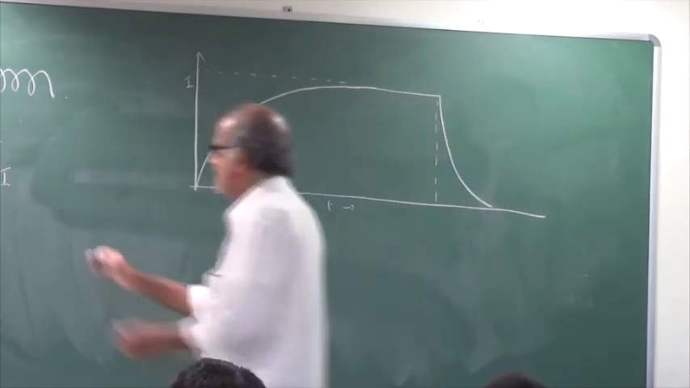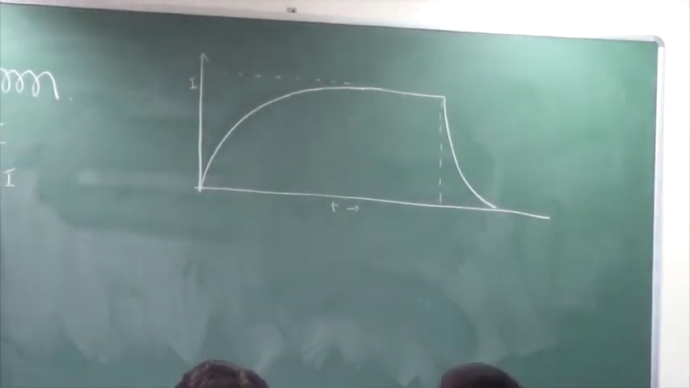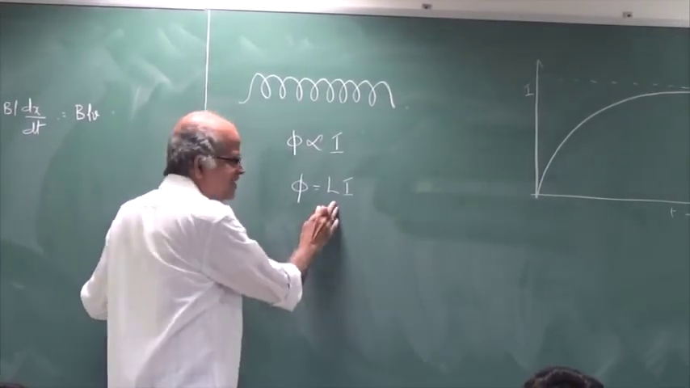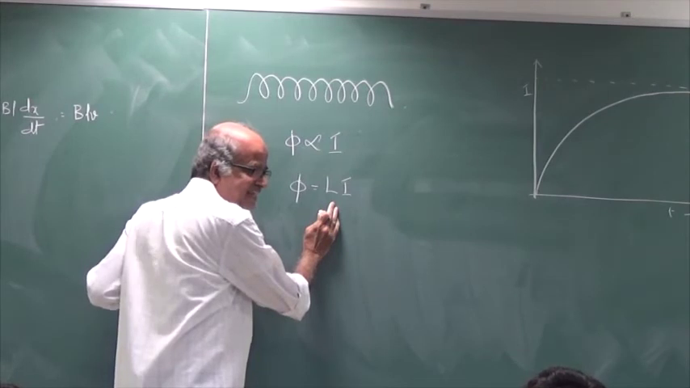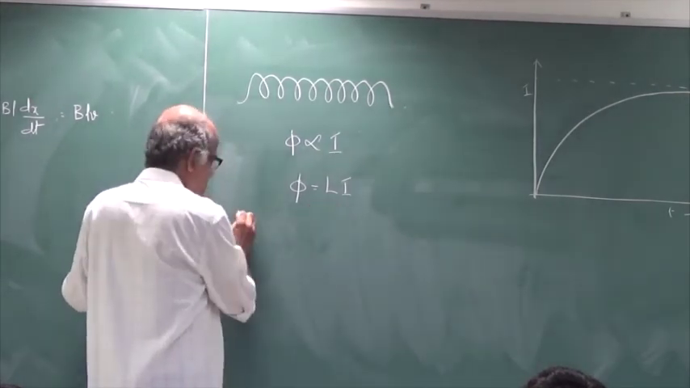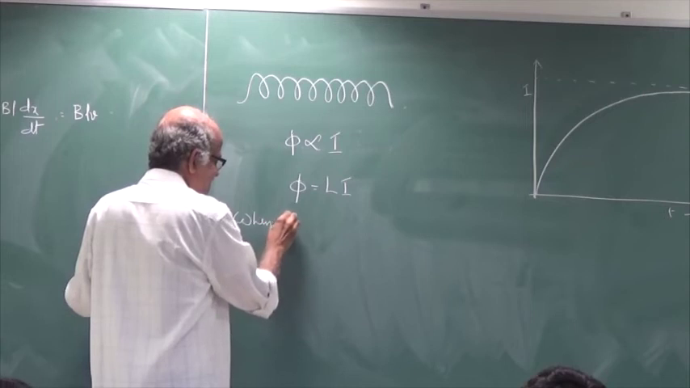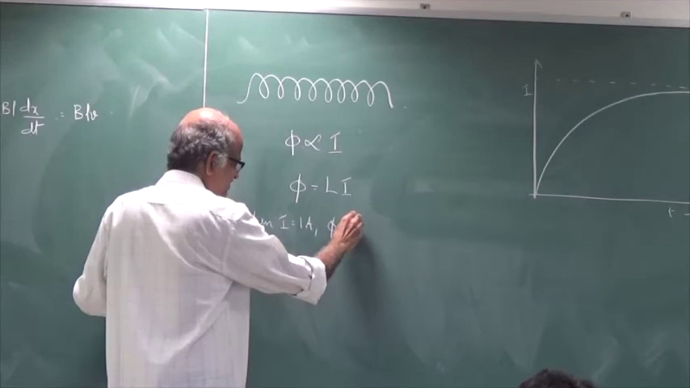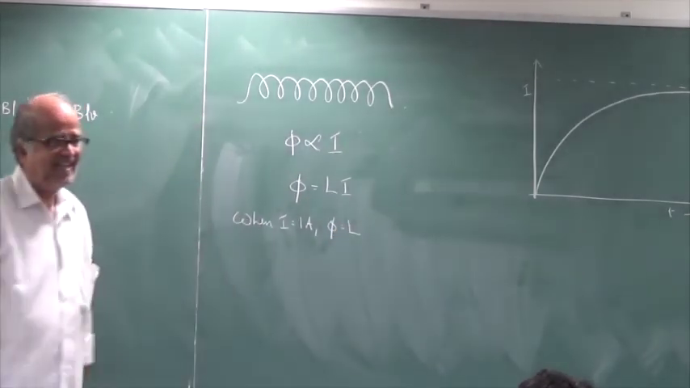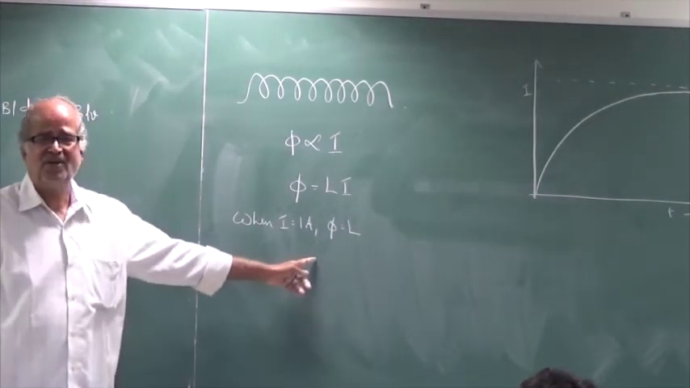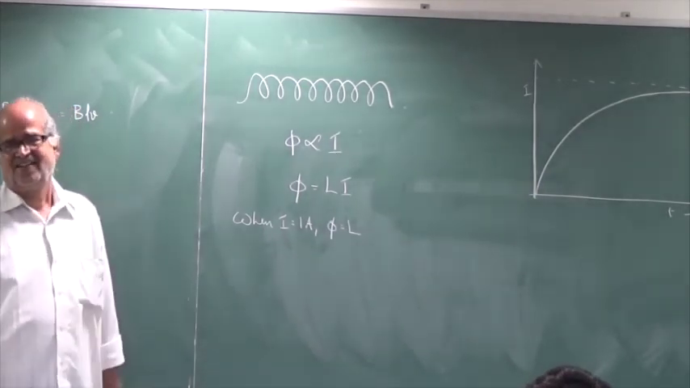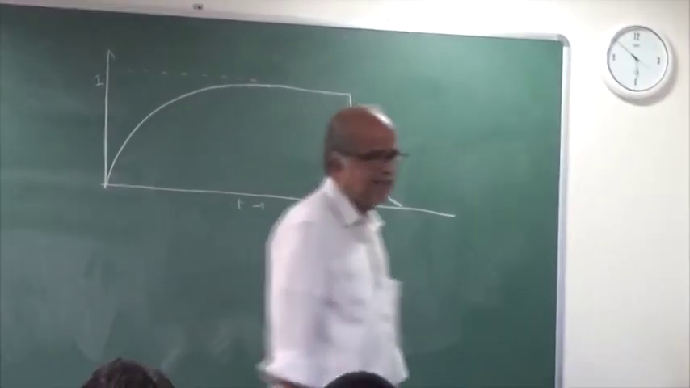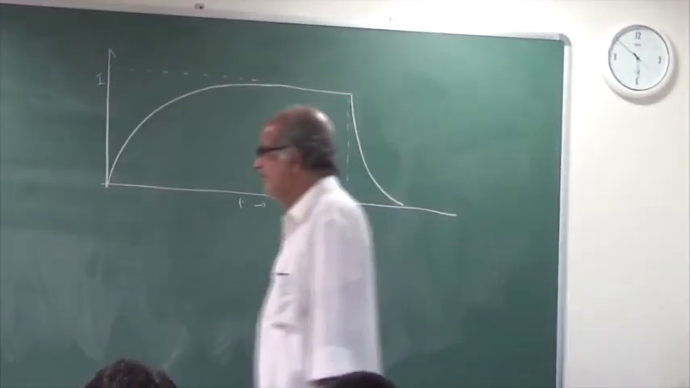Okay. Now let's come back to this. L is a constant for the given coil. It is called self-inductance. In fact, how do you define self-inductance? When I equal to 1 amp, phi equal to L. Self-inductance of a coil is equal to the flux linked with it when unit current flows through it. Will you agree? When unit current flows through it.